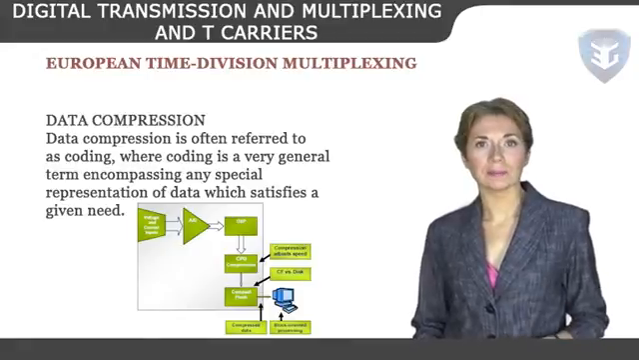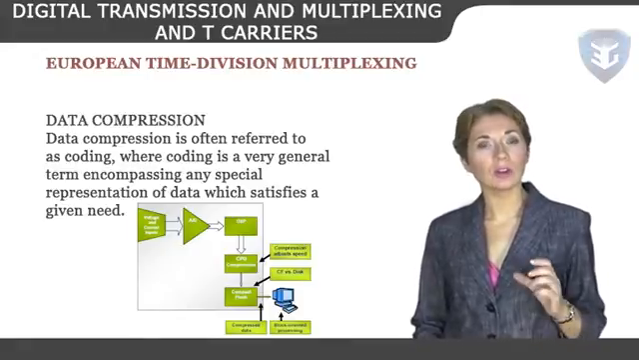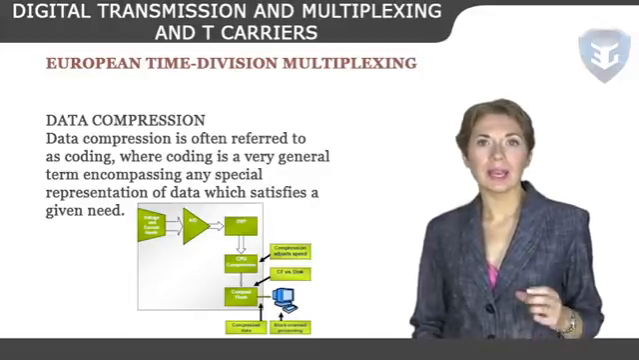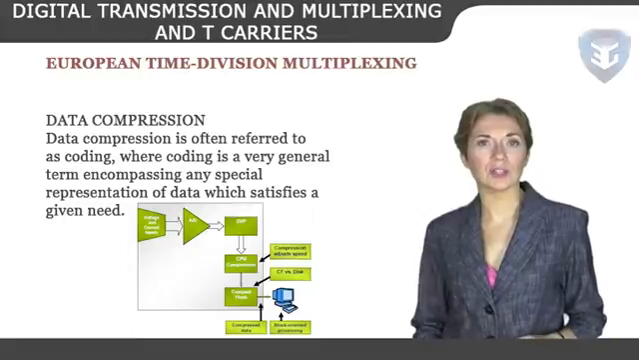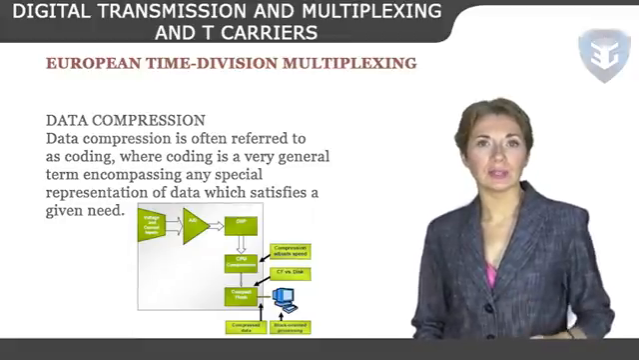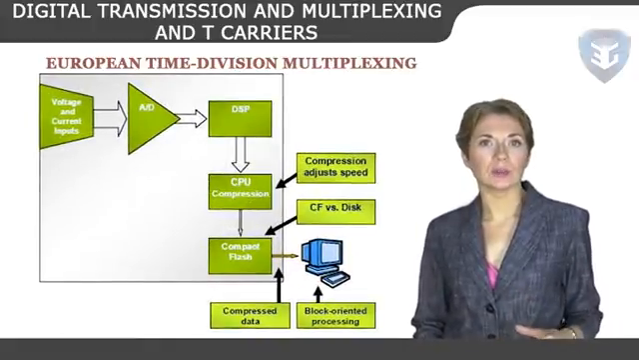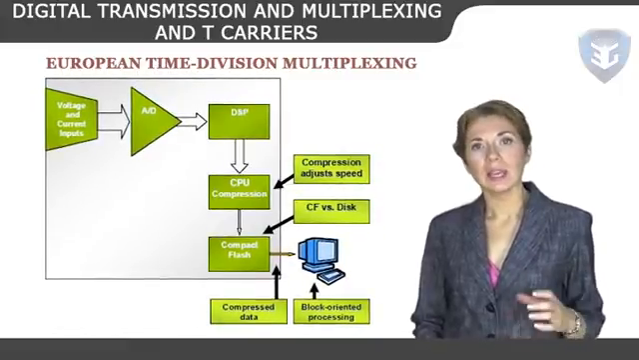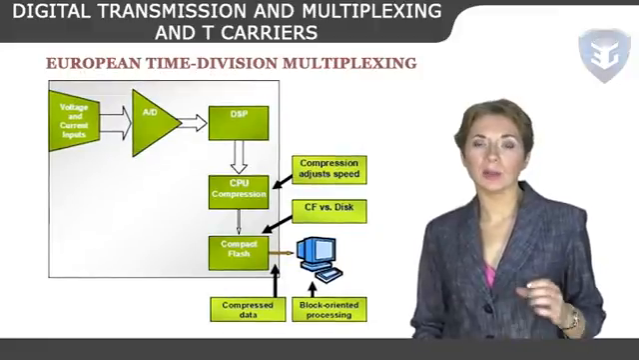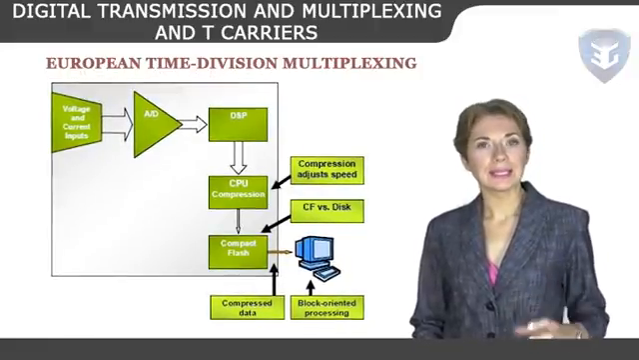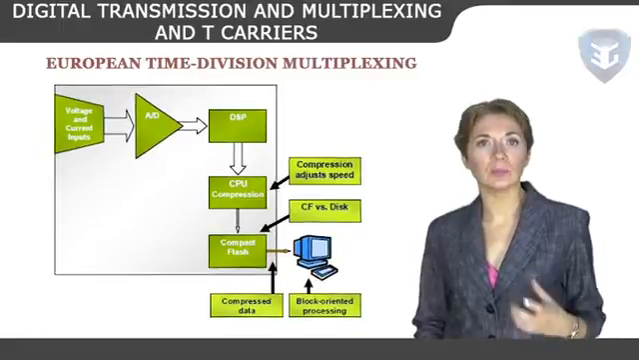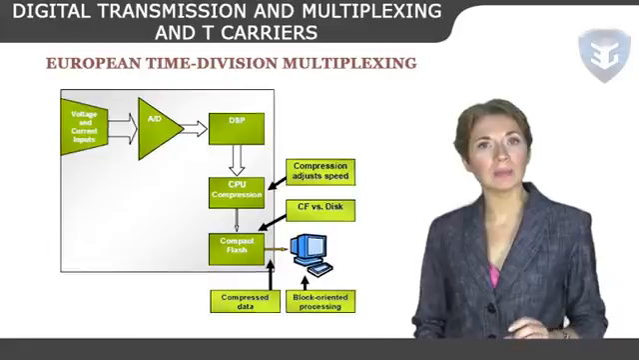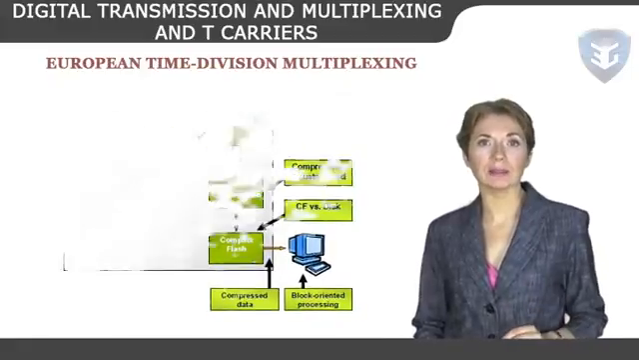Data compression. Data compression is often referred to as coding, where coding is a very general term encompassing any special representation of data which satisfies a given need. Information theory is defined to be the study of efficient coding and its consequences in the form of speed of transmission and probability of error. Data compression may be viewed as a branch of information theory in which the primary objective is to minimize the amount of data to be transmitted.